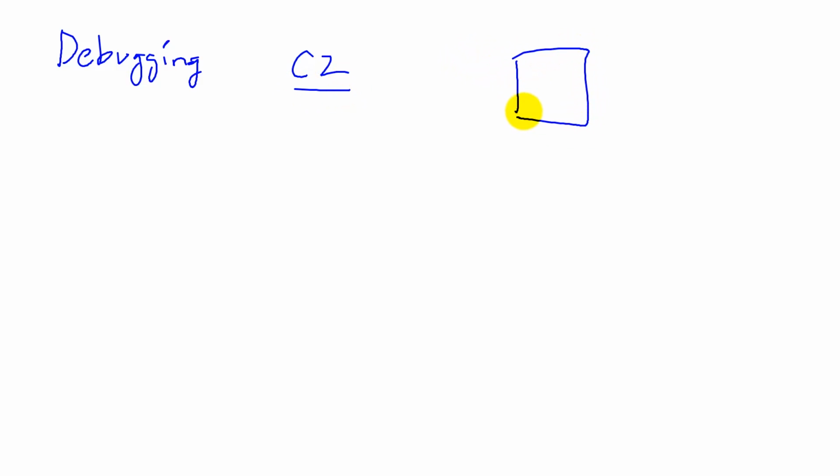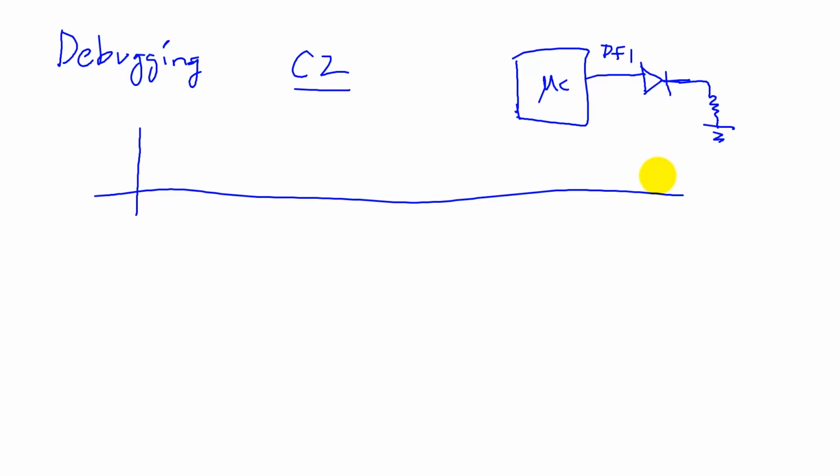So we'll look at a demonstration of debugging. The example we're going to look at is revisiting our module C2. If you recall, in module C2, we had the microcontroller controlling an LED that was connected to port F pin 1. The idea was that this LED would flash at a certain frequency. So what we did was we assumed our functionality would be something like this.